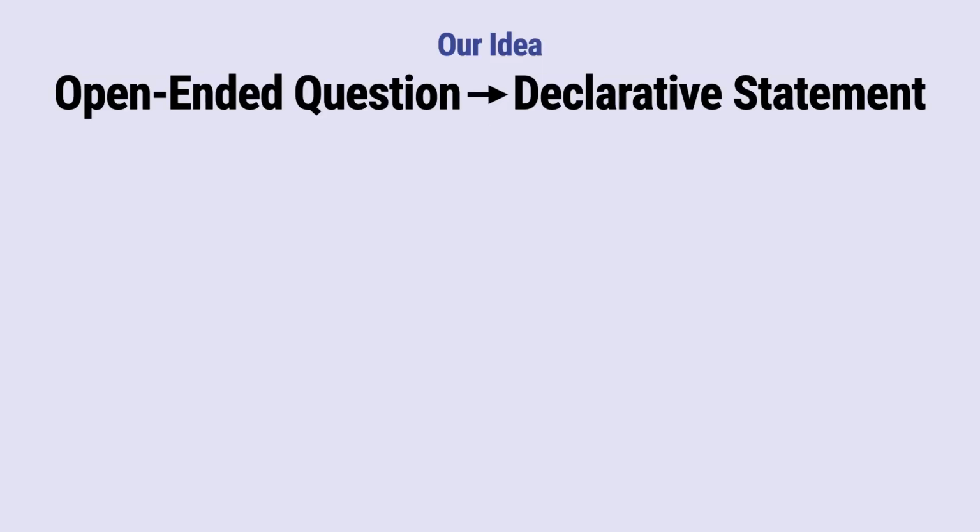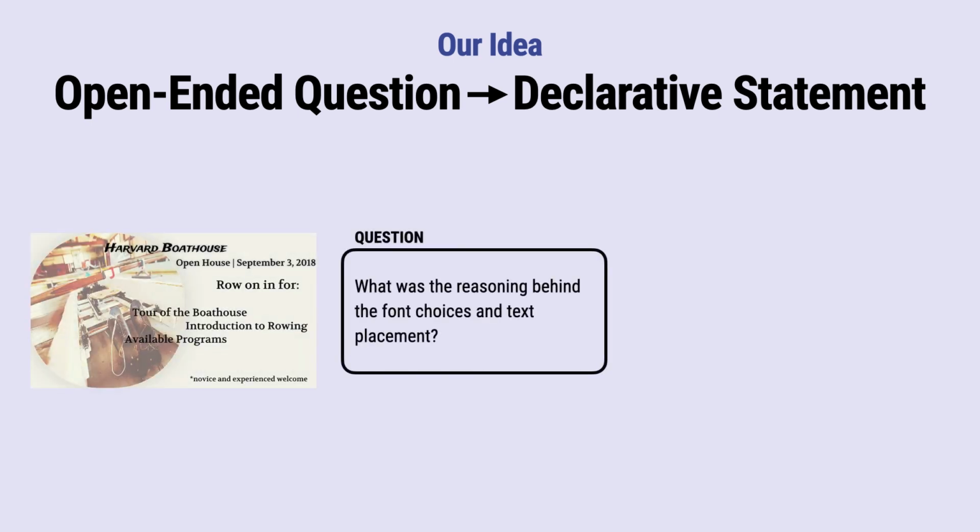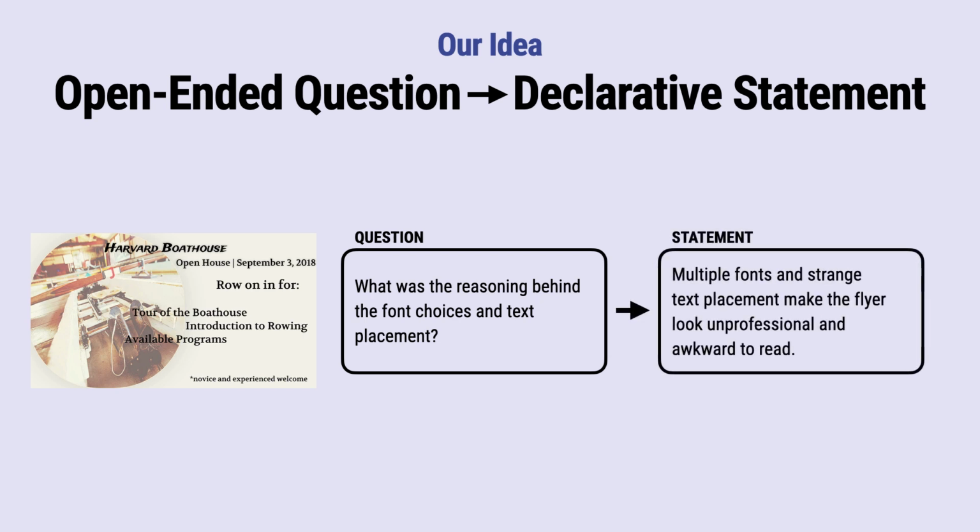And so this brings us to our idea. Instead of directly showing a feedback statement, we first show an open-ended question targeting the same critique point. So for instance, given this flyer here, we might ask, what was the reasoning behind the font choices and text placement? The goal of the question is to promote reflection, which was shown to be as effective as traditional feedback statements that we present subsequent to the question.